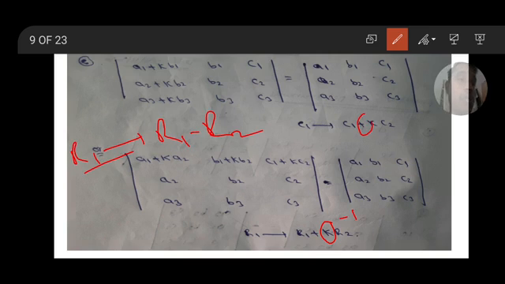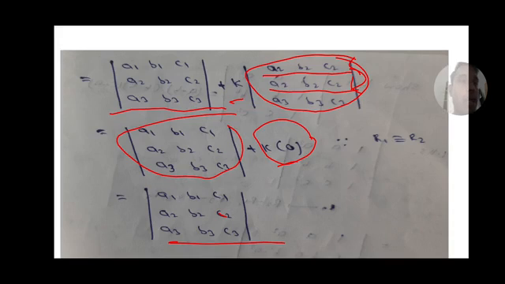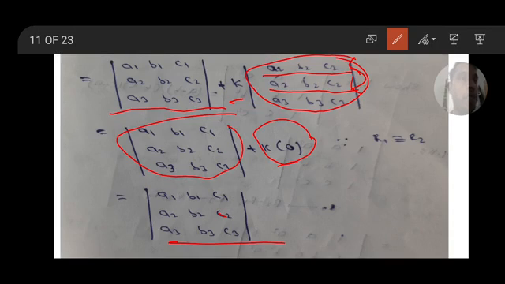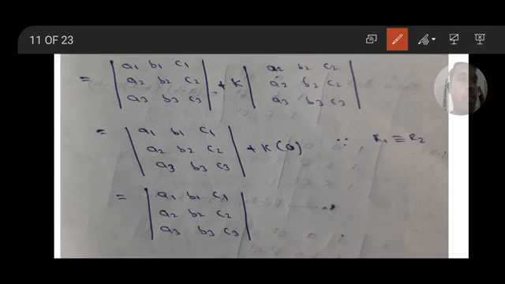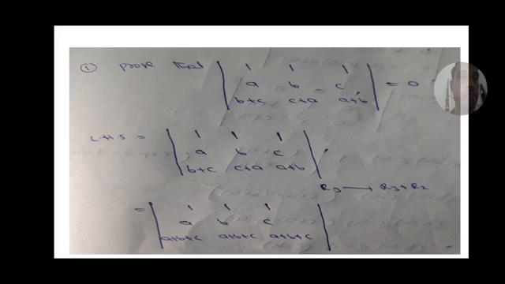Columns also the same: C1 plus C2, C1 plus C3, then the determinant does not change. Okay, these are the 6 properties, and this sixth property we will use mostly. Okay, next problems. We will see the problems related to properties of determinants.